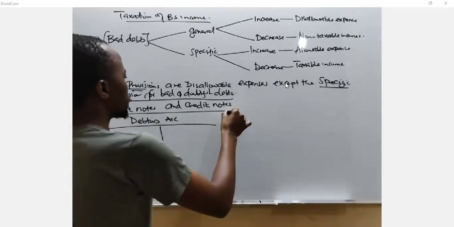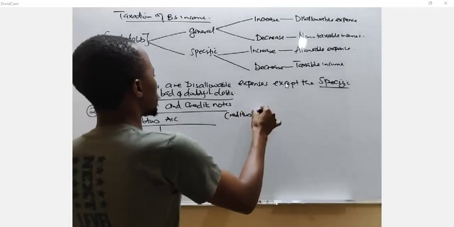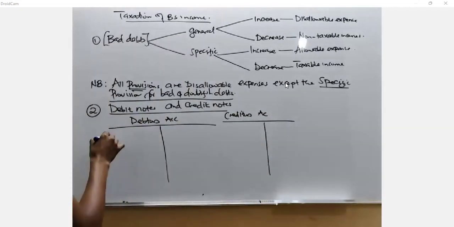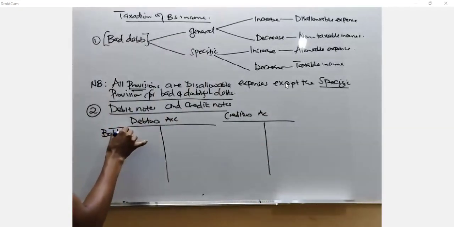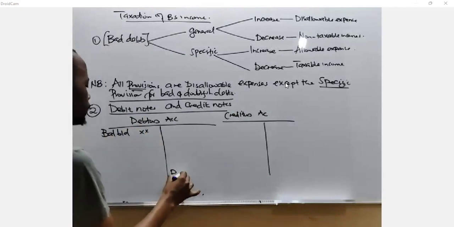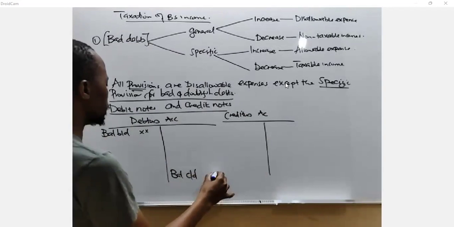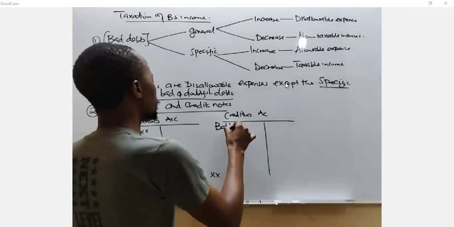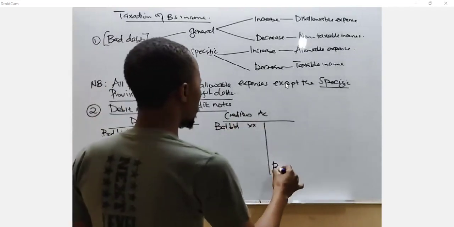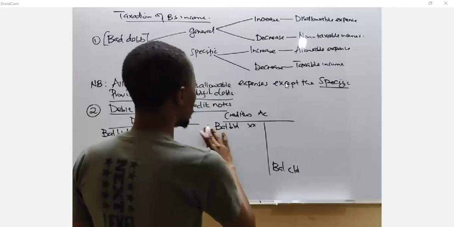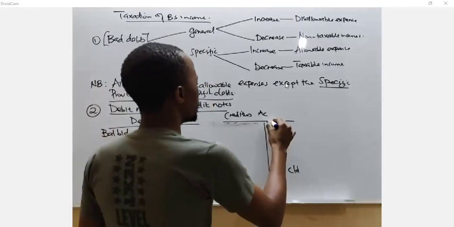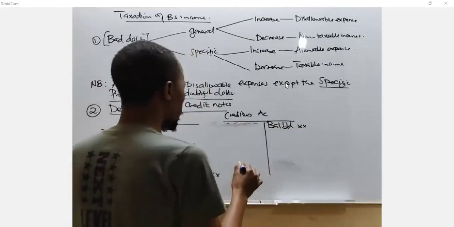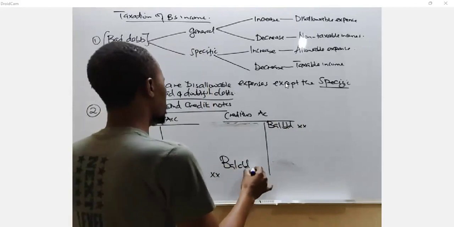Then we have the creditors account. It looks like that. You know very well, you normally start with the balance brought down, which you put in here. Then we have the balance carried down, which you put there. The same applies when you come to this side. The balance brought down, we put it there, it's on the credit side, while the balance carried down, we put it here.